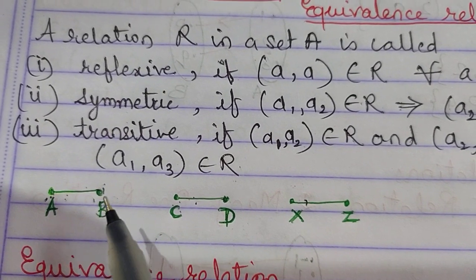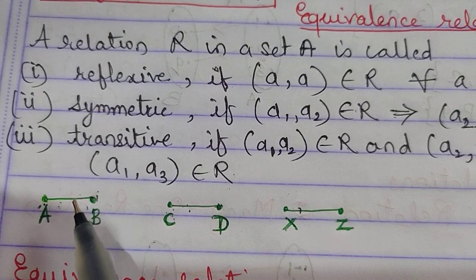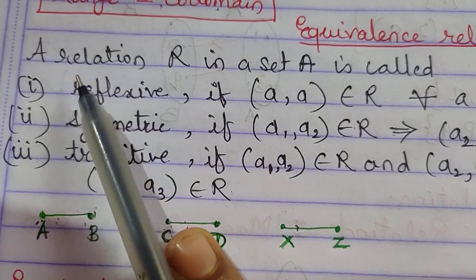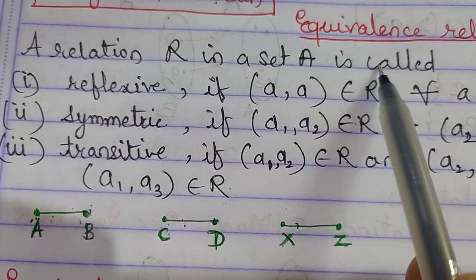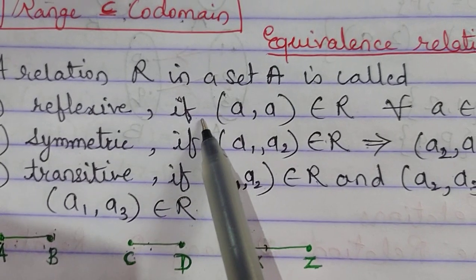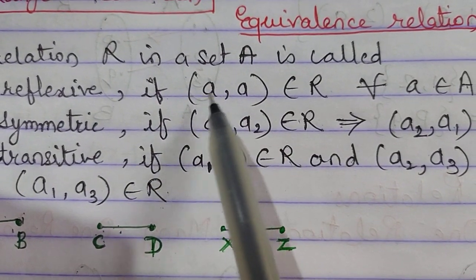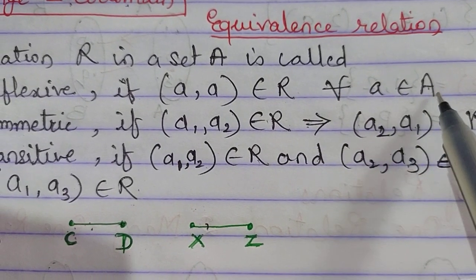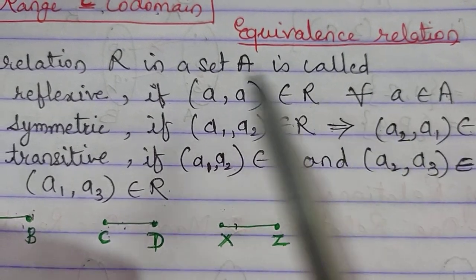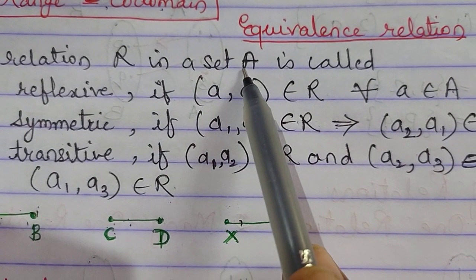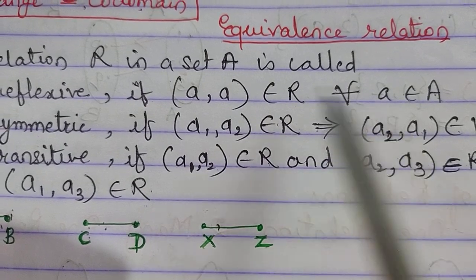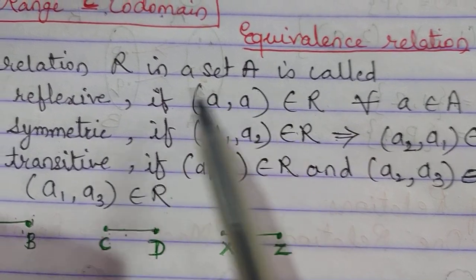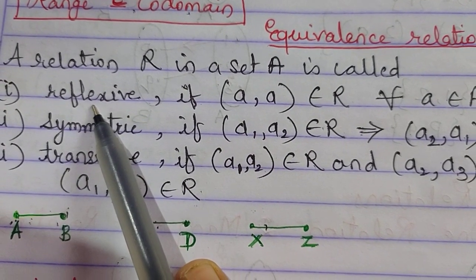Now these properties are also satisfied by relations. A relation R in a set A is said to be reflexive if (a, a) belongs to R for every a belonging to the set A. This relation is on the set A, and if every element of set A satisfies this property, that is (a, a) belongs to R, then it is reflexive.